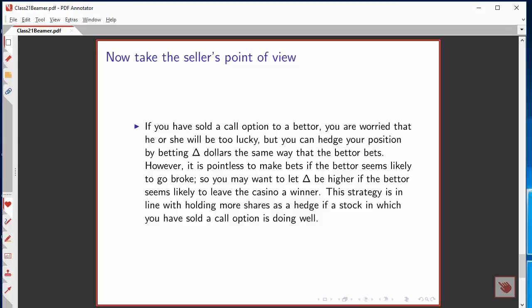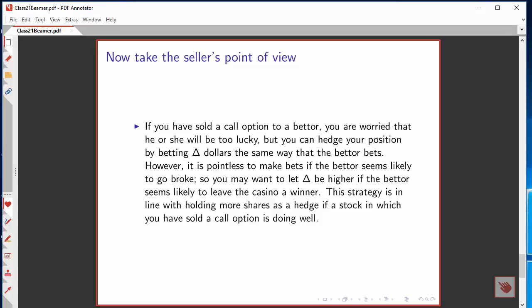Previously, with options, in addition to taking the buyer's point of view, which I've just described, we've also taken the seller's point of view. Suppose you've sold a call option to a bettor, and this bettor is looking awfully lucky. If the bettor is lucky, then his stake is going to go way up, and you're going to have to pay a lot to settle this option. How do you hedge your position?